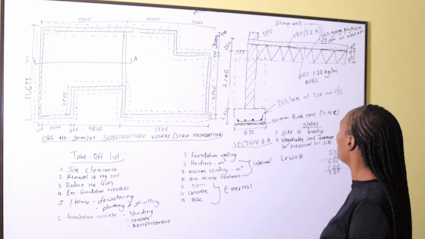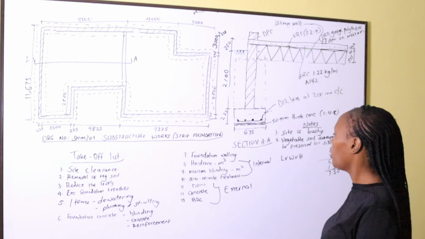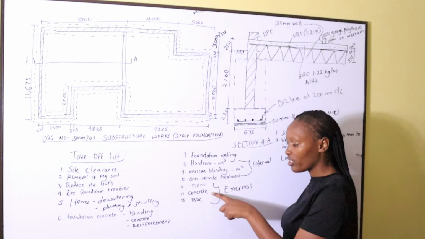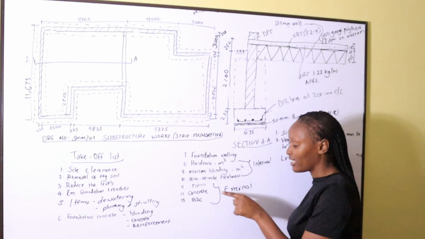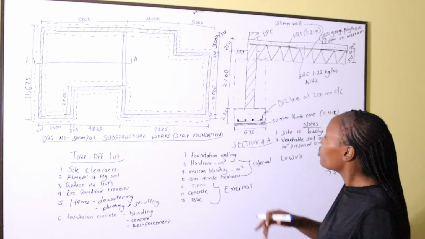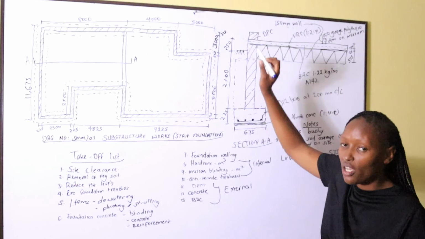For the DPM, we shall find the area. The oversite concrete is the area using the external dimensions. The BRC is the area using the external dimensions. Because if you see, the BRC goes even to the top of the wall.